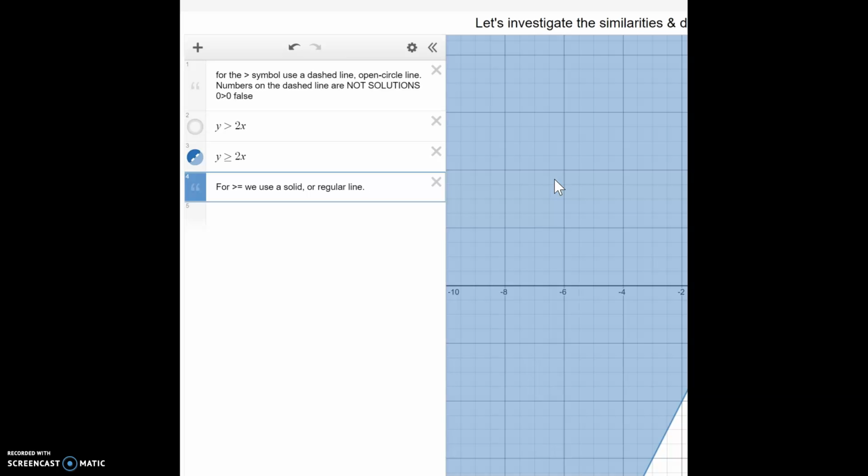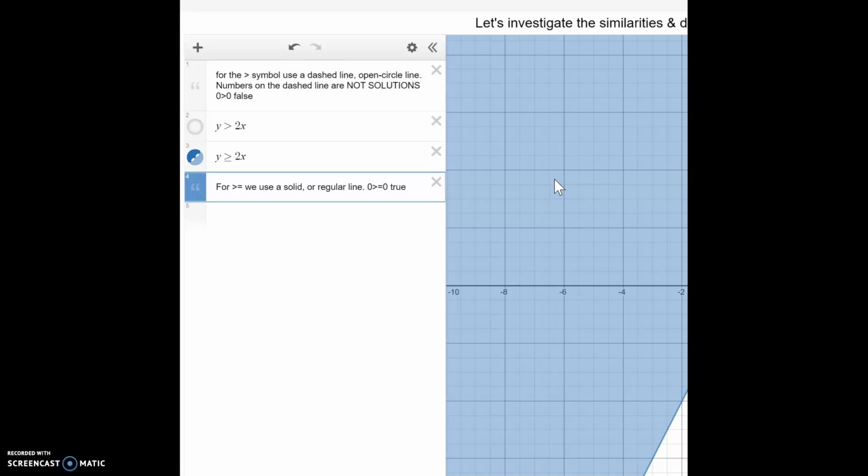Now, would it make sense that answers are solutions here? Now, 0 greater than, wait, that doesn't look like 0. 0 greater than or equal to 0. Is that true or false? 0 is greater than or equal to 0? Is it true or false? It's true. The word or means one or the other. They don't both have to be true. So since equal to is true, then it means that this one is true.